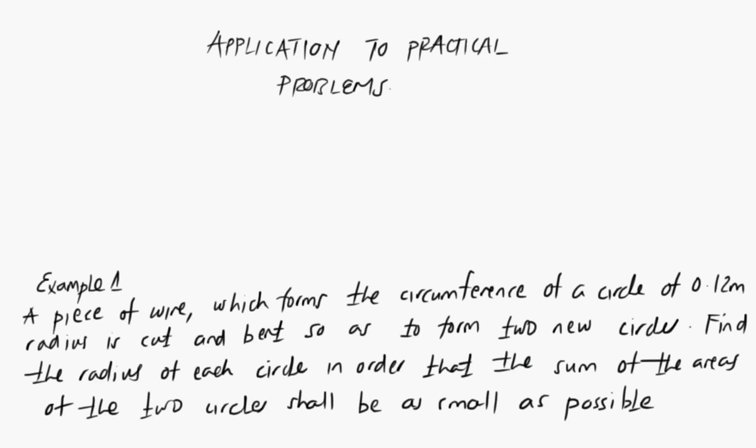In the previous tutorial we studied the concept of maximum and minimum values, where when you have a function y equals f(x) and you differentiate it, the value of x that makes the derivative 0 will give the maximum or minimum value of this function. But how do you determine whether it is a maximum or a minimum?